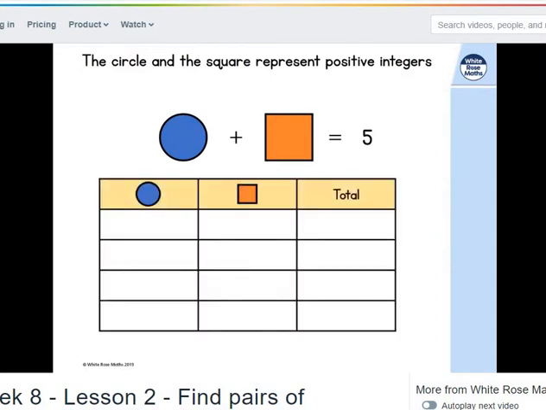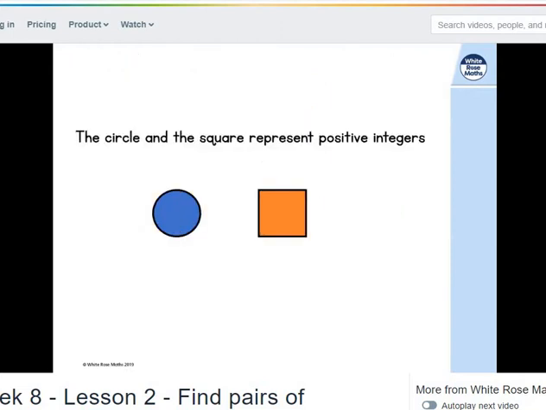Let's represent this problem with a table to help us. So we know that if we add the circle to the square, it totals 5. So we can already fill in the total. Let's try a value. Well, if the circle is worth 4, then the square must be worth 1. If the circle is worth 3, then the square would be worth 2. I can see it's a bit like number bonds to 5. So those are what they could have.